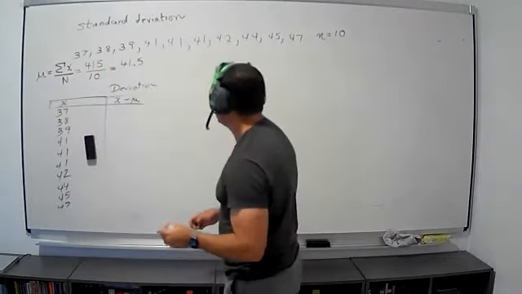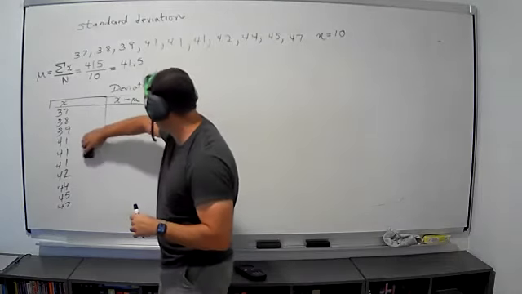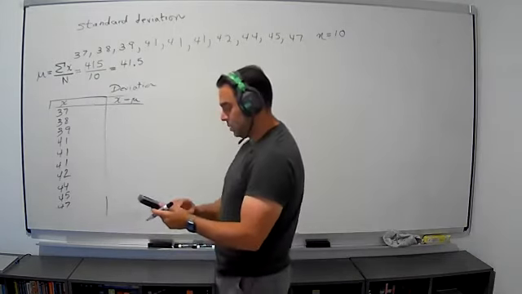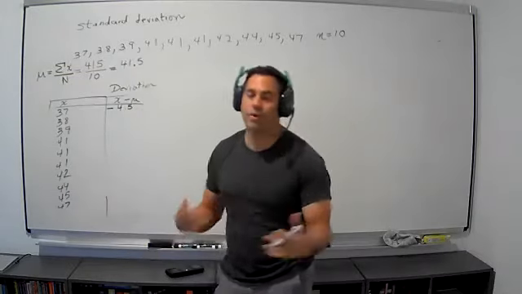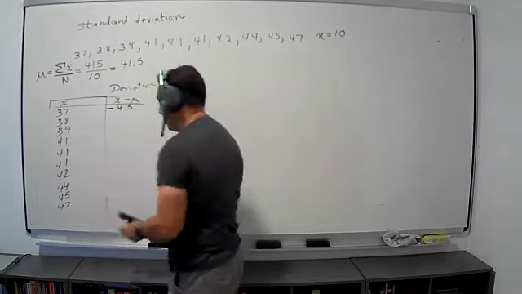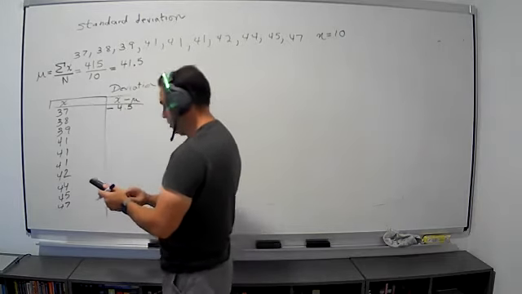Okay. So what's 37 minus 41.5? Negative 4.5. So the deviation would be negative 4.5 for it. It's 4.5 away from the center. So we do it for the other numbers. Negative 3.5. And the next one? Negative 2.5.